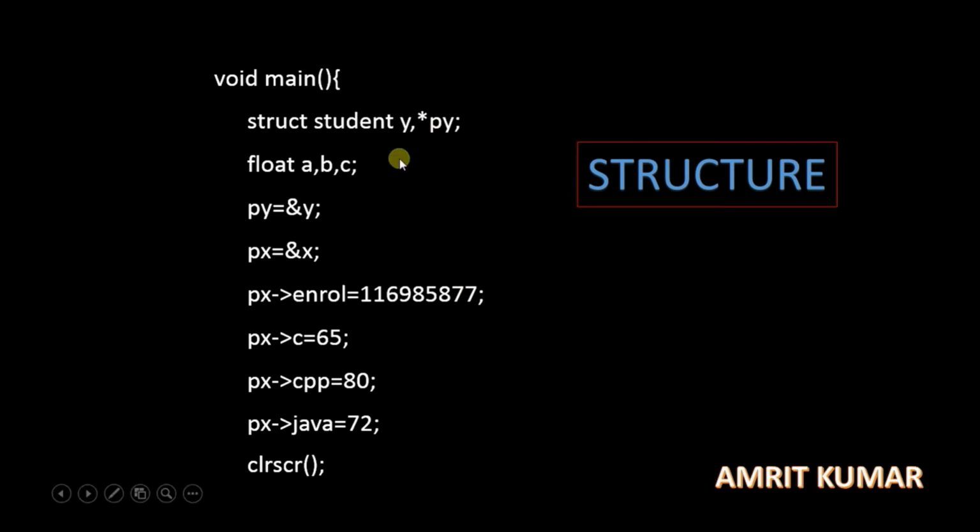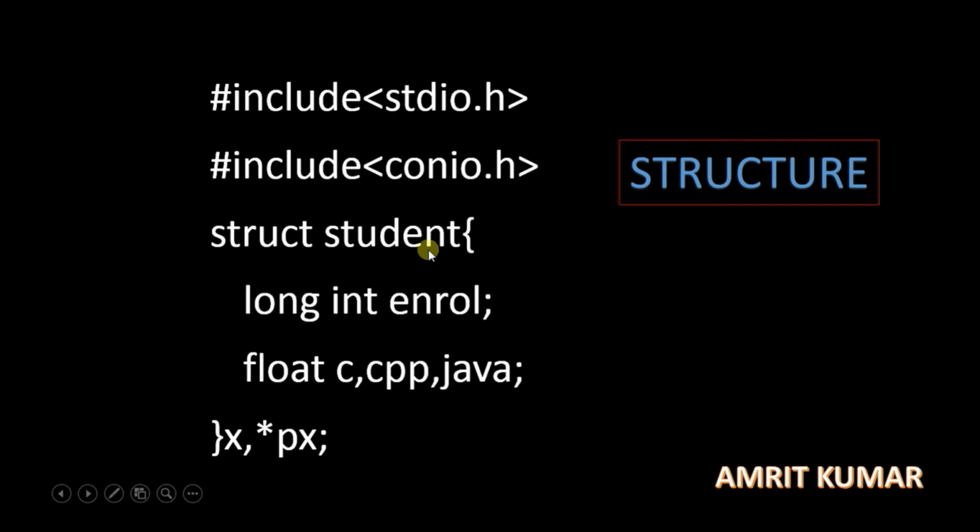So here you can see this is y, which is a variable declaration of struct type, and this is a pointer py, which is also a declaration. So we can say pointer declaration of a student struct type. This y and this asterisk py can access each and every data of student, so it can access enroll as well as CPP and Java.